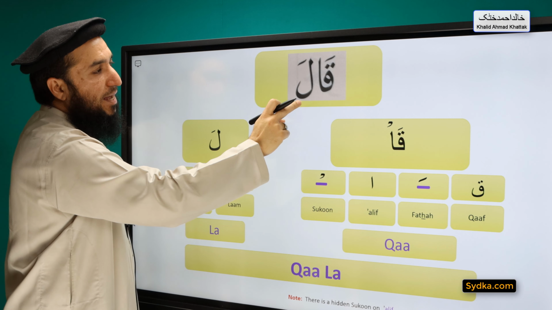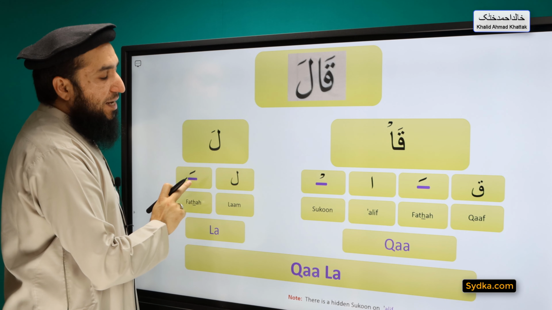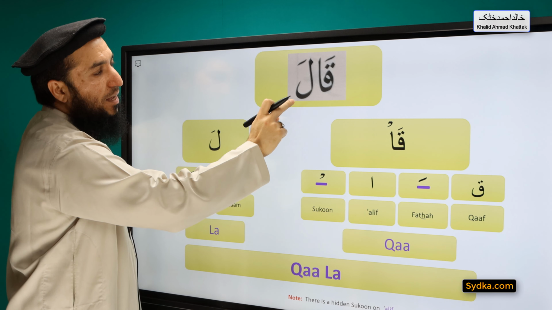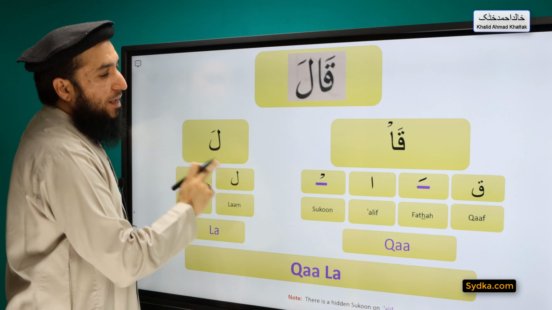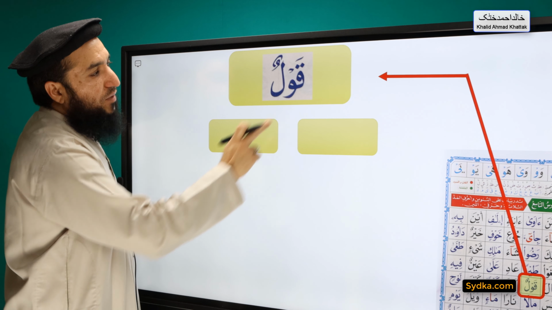Lam Fatha La. Combining these 2, we have Qala. Qala.